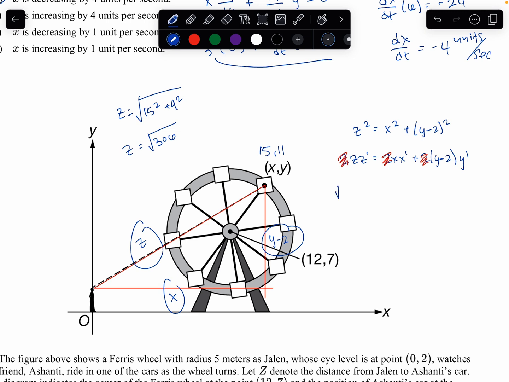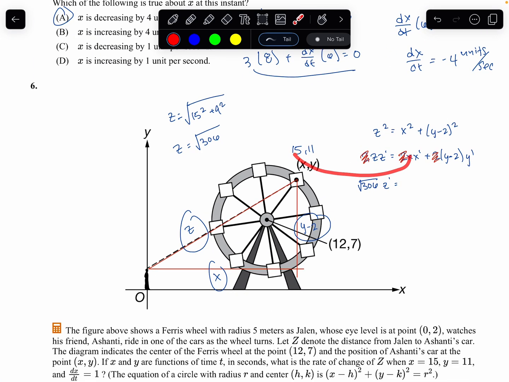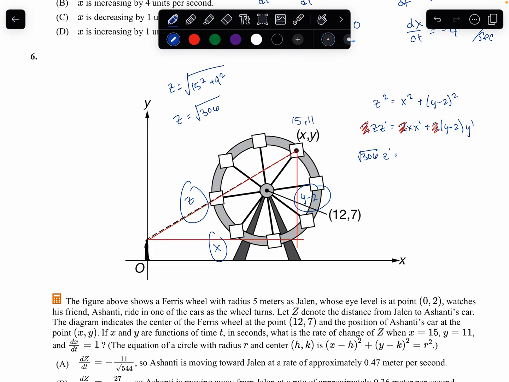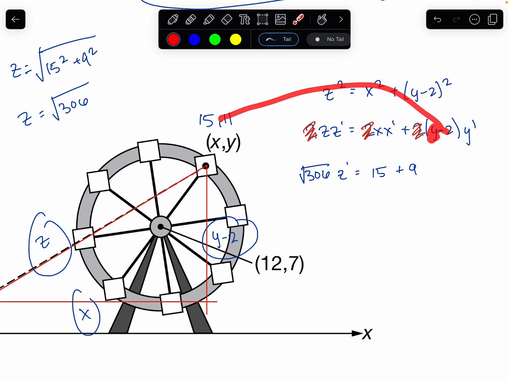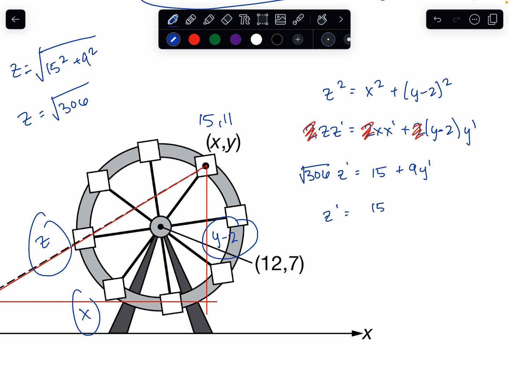So this is going to be the square root of 306 times z prime equal to x, which was 15, and x prime, which is 1. So this will just be 15, plus 9, because if I plug in 11 here, that's going to be 9 y prime. I don't know what y prime is, but I do know z prime is going to be equal to 15 plus 9y prime over the square root of 306.